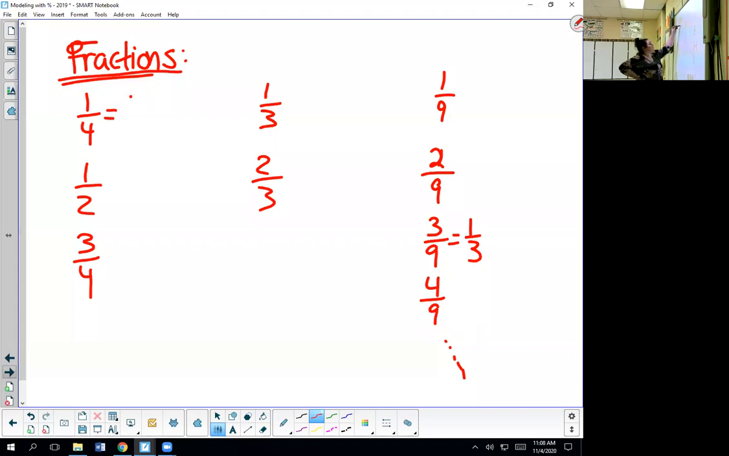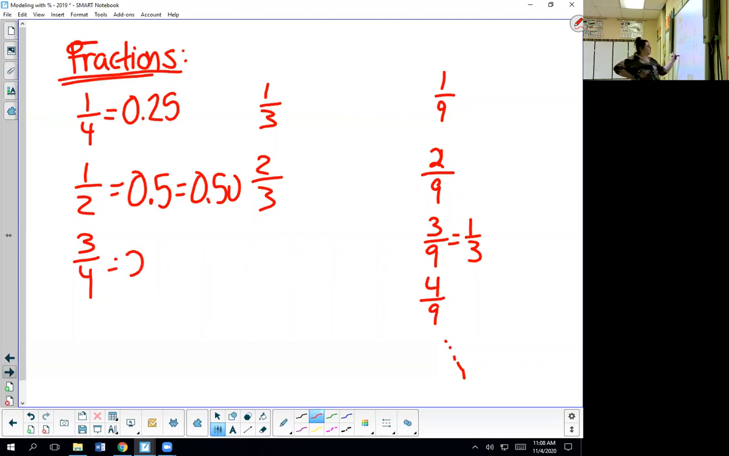1 out of 4. You should know that's 25 cents or a quarter. Half is 0.5 or 0.50. That's 5 tenths or 50 hundredths. Okay? 3/4. You should automatically think about money and go, ooh, 75 cents. That's what 75 cents looks like. Those ones are very, very vital, will help you a lot in maybe eliminating a step.